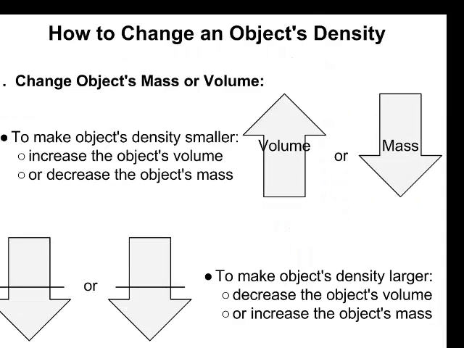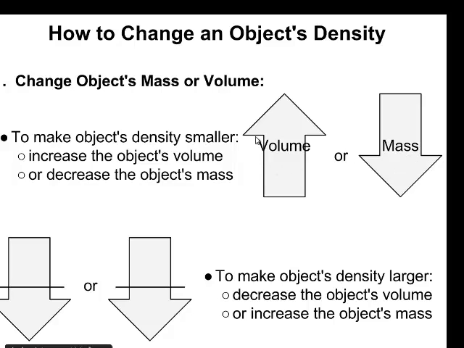So how are we changing an object's density? The first way to do it is to change the object's mass or the volume. When you want to make the object's density smaller, you either increase the volume or you can decrease the mass.